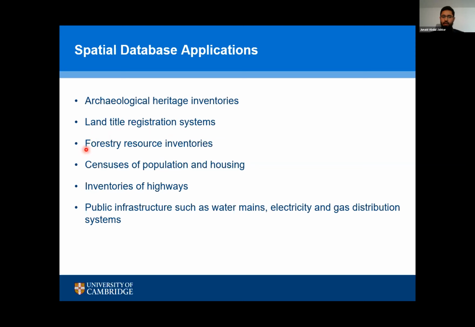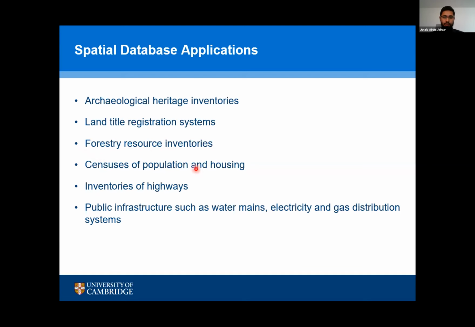We can use these spatial databases for forestry resource inventories. For example, there can be a lot of data sets of point geometries that tell us the location of the trees. There could be boundaries of forest that tell us the reserved land boundaries of the forest, and could also be indicative of the jurisdiction of the forestry department. So we can use spatial databases to handle that type of data.